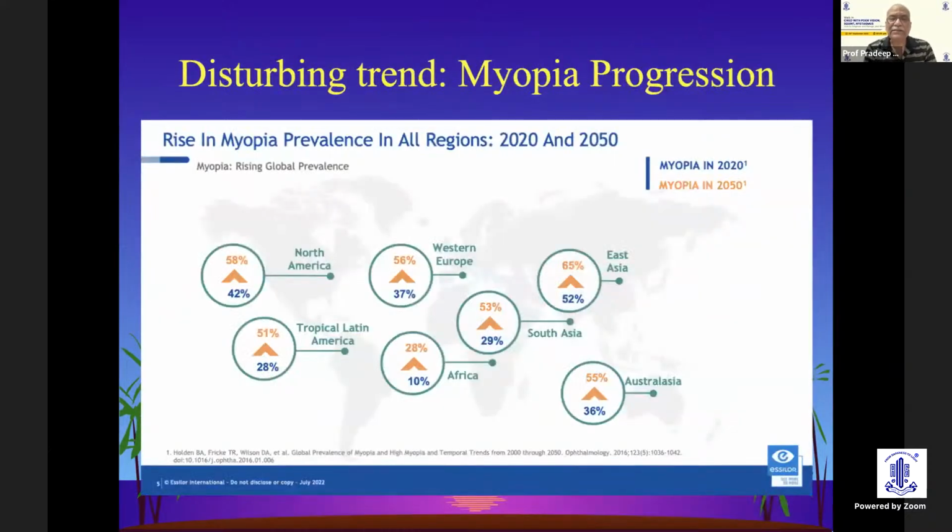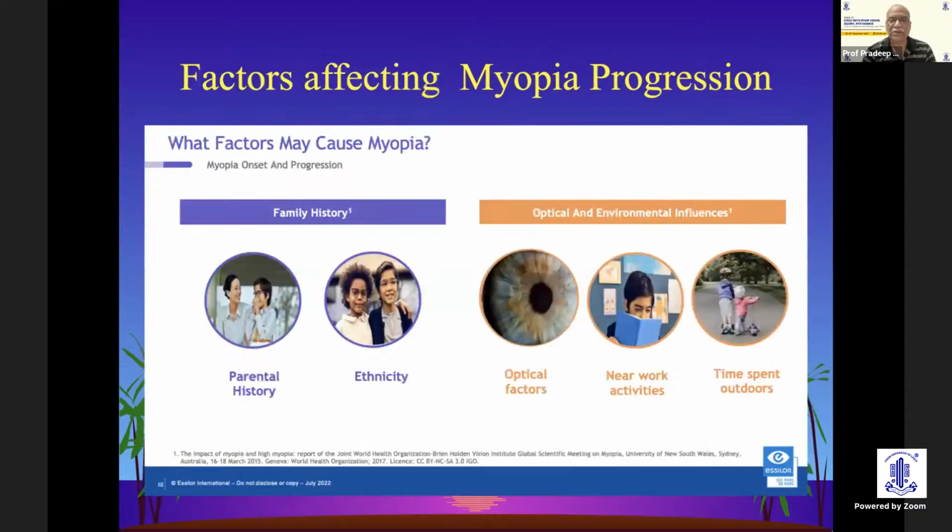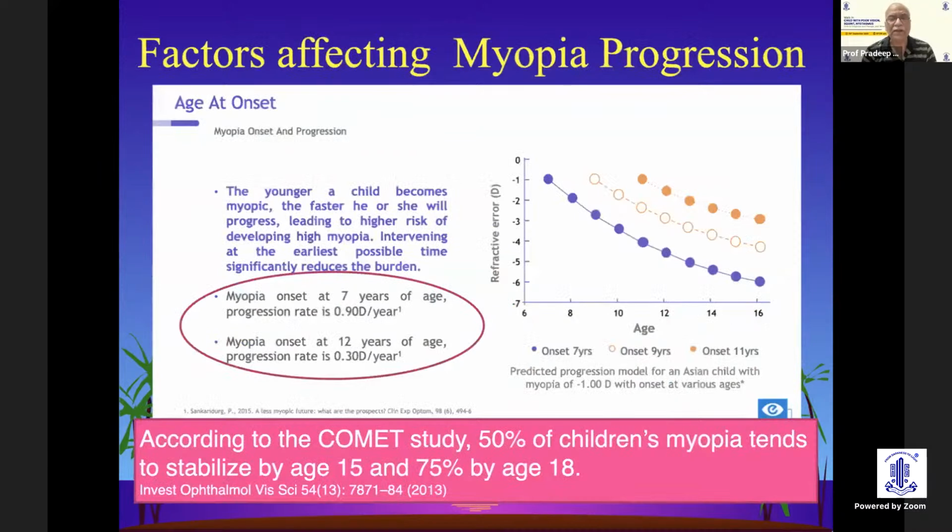The disturbing trend is that there is a myopia progression. And this all over the world, it is rising. From 2020, whatever the levels were, it's gone up almost like double, and it may go up to 50% of the global population having myopia. What are the causes? The factors mainly are ethnicity and the parental history. These two things probably we cannot do much about, but we can probably change the factors in the optical or the near work activities or time spent outdoors.